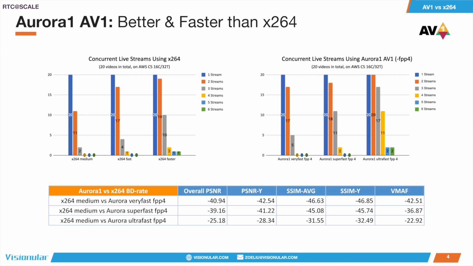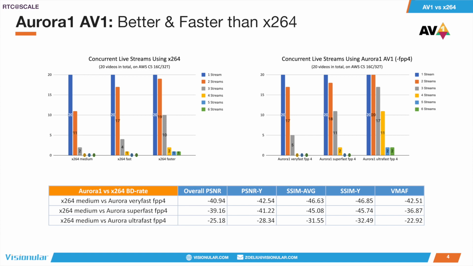Let's take the left figure. On the very left, it is x264 medium. And then we also try x264 fast and faster. Now you can see that when we encode only 1 stream, all 20 videos can be encoded by the x264 medium encoder in real time. But when we go to 2 streams concurrently, only 11 out of 20 can be handled in real time. The other 9, their encoding speed cannot reach the source frame rate.